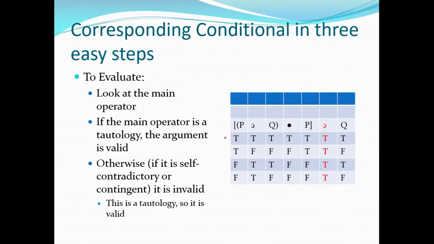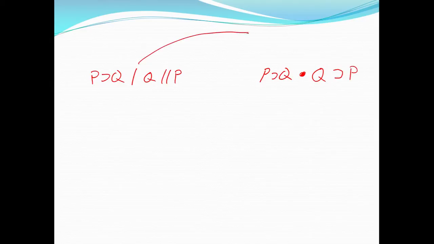In order to see why this works, let me skip ahead to another argument and show you what an invalid argument looks like. So if we have P horseshoe Q, slash Q, double slash P, I'm going to do its corresponding conditional as well beside it. So you have P horseshoe Q. We're going to replace our single slash with a dot. We're going to replace our double slash with a horseshoe. So we just took that single slash and turned it into a dot, and we took the double slash and turned it into a horseshoe.